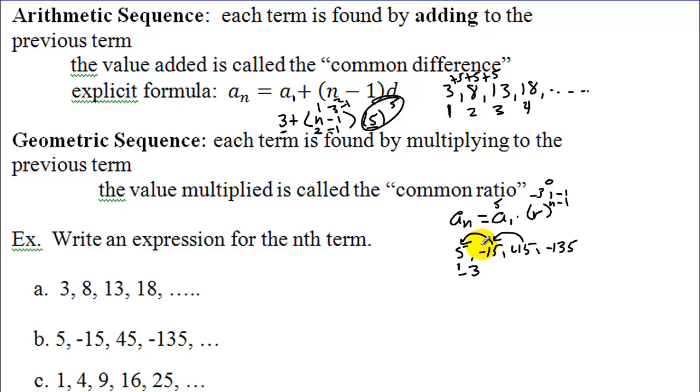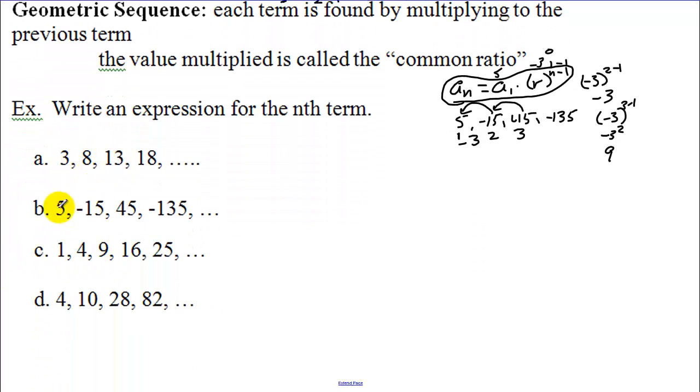Then if we have the second term, we plug 2 in for n, we're going to multiply by -3 to the 2 minus 1, which is -3, and that's what we want to do on the second term. We want to multiply by -3. Well, then when n is 3, we're on the third term. 3 minus 1, that'd be -3 squared. That's 9. So hopefully that helps you understand the formula that you need to know, which is sitting right there for a geometric sequence.